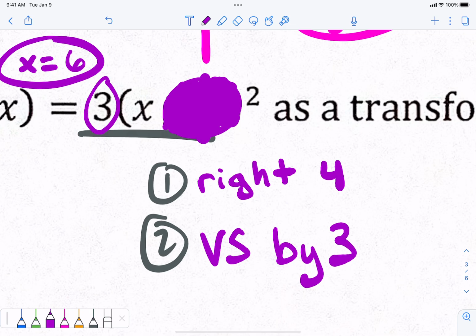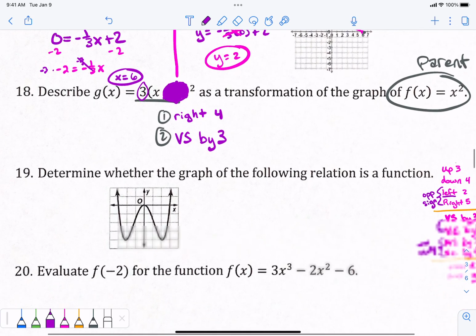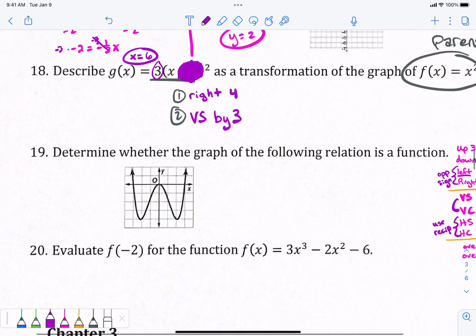So after you've done the transformation, you can get rid of it and just look at the rest of it, right? Vertical stretch by 3 is the 3 on the outside. Got it? Yeah. Okay, I think you only have one of those. Good.